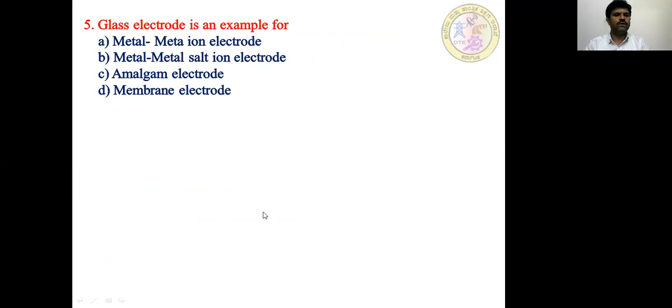Question number 5. Glass electrode is an example for option A, metal ion electrode, option B, metal salt ion electrode, option C, amalgam electrode, option D, membrane electrode. The right answer is option D, that is membrane electrode.